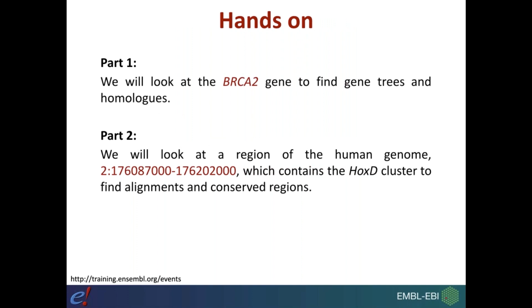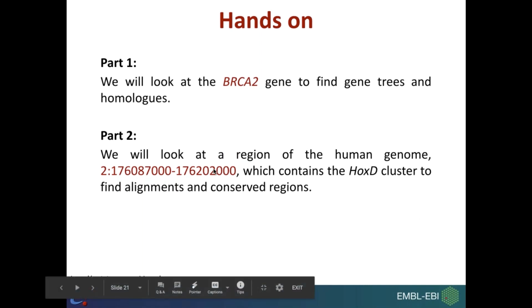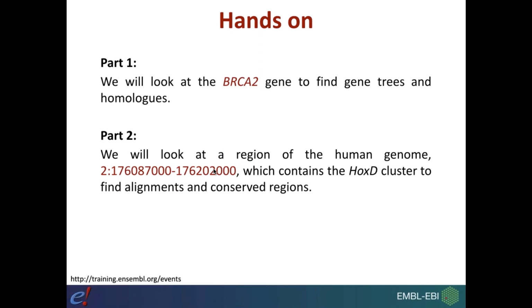I'm now going to do a live demo, and this live demo has two parts. In the first part, we will look at the BRCA2 gene to find gene trees and homologs. And in the second part, we will look at a certain region of the human genome, which is on chromosome 2, here shown in red with these coordinates, and find alignments and conserved regions in this region on human chromosome 2. This is the region that contains the HOXD cluster.